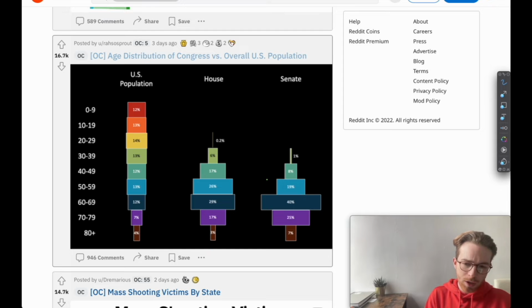I think if you were to redesign this, you should probably cut this chart here so you're not showing any data for the USA population who would never be able to become a House member or a Senate member.